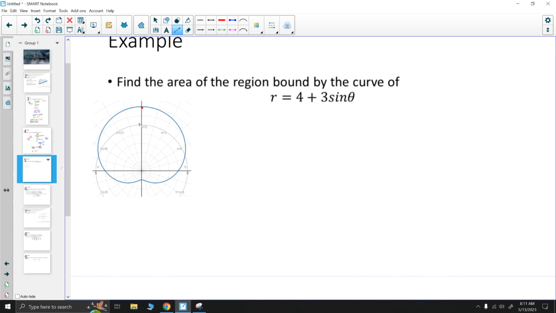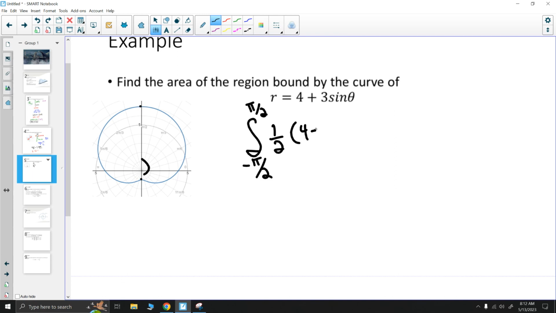I mean, obviously we could take it from pi halves, so from here until 3 pi halves, if we want, to find this left-hand region. It doesn't really matter. But I'm going to take the integral from negative pi halves down here until here, and we're going to take it over that. So we're taking this thing, and it's still 1/2 r squared. So that is 4 plus 3 sine theta squared d theta.